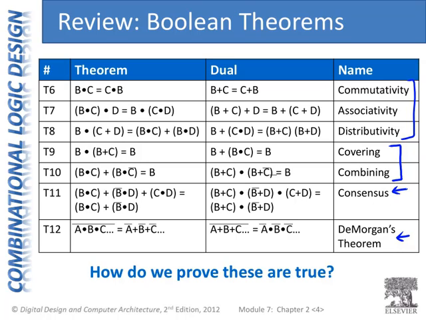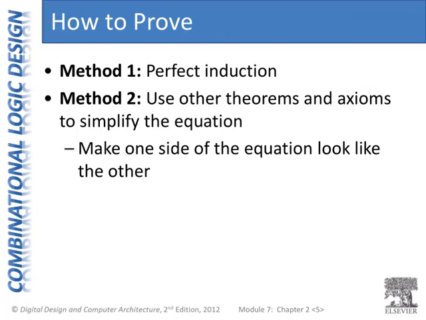So how do we prove that these theorems are true? Well, as I mentioned in the introduction, we can use two methods. The first method is called perfect induction. We've actually used this already. And the second method is to use other theorems and axioms to simplify the expressions of the equation and make one side of the equation look like the other, so we can show that, yep, in fact, they are identical.